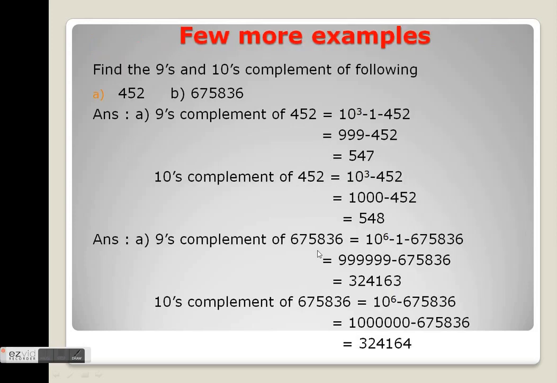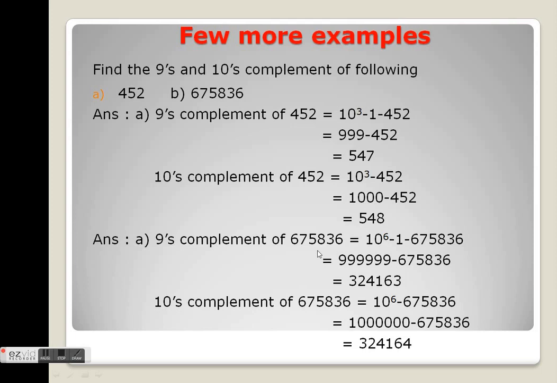Students, let's now take a few more examples to understand the concept of complements. Here we have taken two questions, and in these questions we have to find 9's and 10's complement. In question number 1, the number is 452. So in this case we know that the value of r is 10, the value of small n is 3, and the value of capital N is 452.